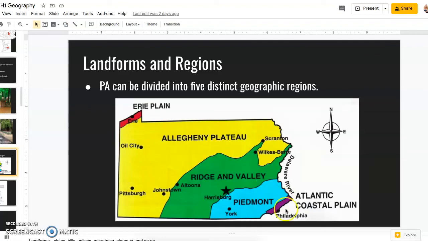Now, the last one for you guys is the Atlantic coastal plain. Thousands of years ago, this was probably all underwater. This is where Philadelphia would be, and also our state's deep seawater port.